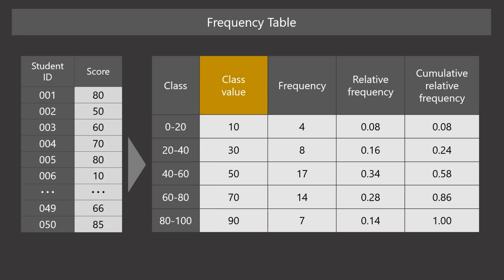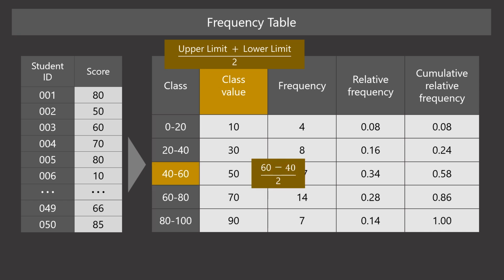Class value is the representative value of each class, and it is the center value of each class. We can get the class value by adding the lower limit and the upper limit and dividing the sum by 2. So, we can get the class value of the 40 to 60 class by 60 plus 40 divided by 2. So, it is 50. The distance between the lower limits of consecutive classes is called class width. Here, it is 80 minus 60. So, it is 20.